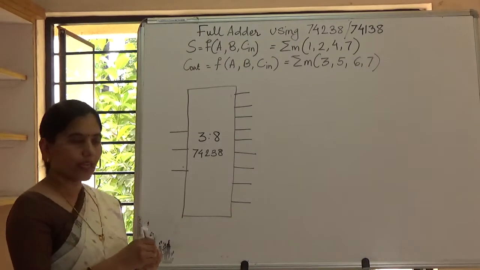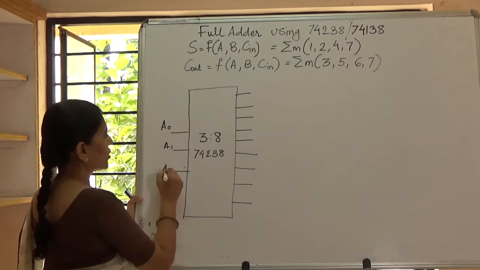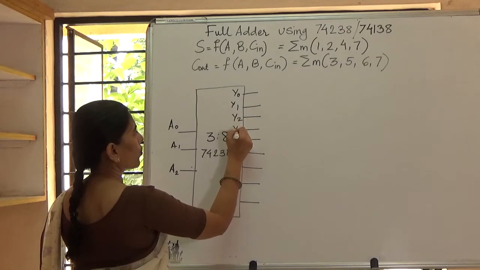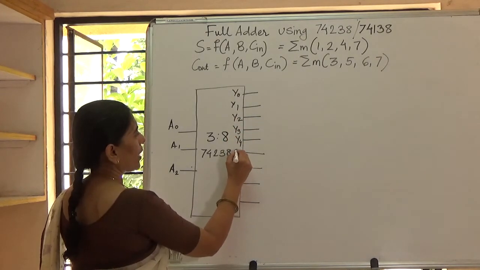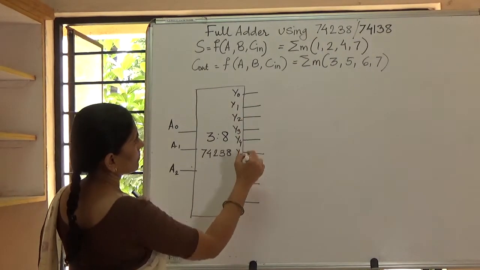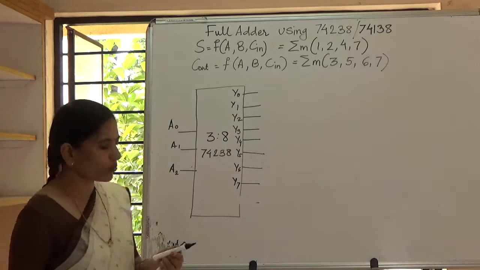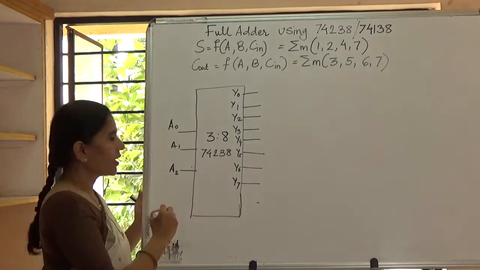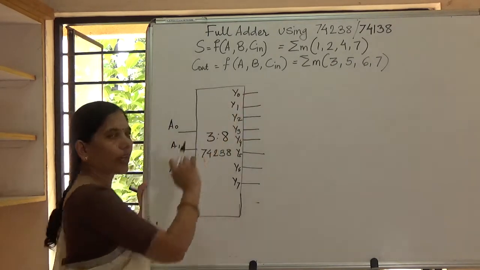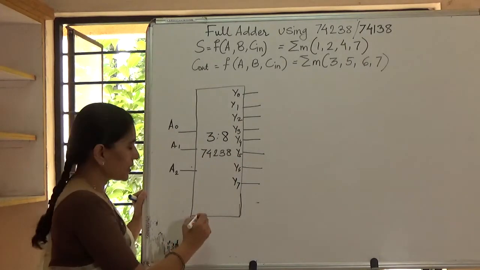Let's choose 74238. It has 3 inputs, A0, A1 and A2. It has 8 output lines, Y0, Y1, Y2, Y3, Y4, Y5 up to Y7. And these output lines are active high output lines for 74238. So whenever any 3-bit code comes on the input lines, that output line becomes high, the remaining lines are low. We will also indicate its enable lines.